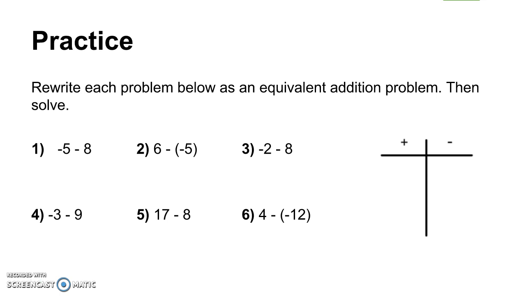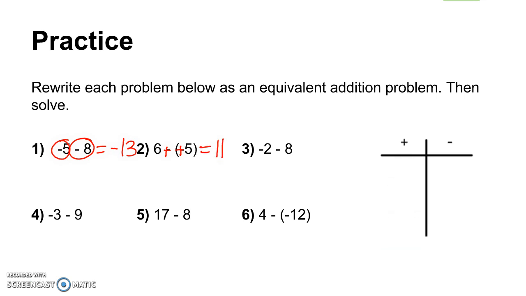All right, number 1, negative 5 minus 8. Negative 5 minus 8. Okay, remember 5 is negative, 8 is also negative. So those go in the same column. We add them together and we get negative 13. Number 2, notice we have minus negative here, so I'm going to go plus, plus. Now it's 6 plus positive 5. Those just both go in the positive column. 6 plus positive 5 is positive 11.